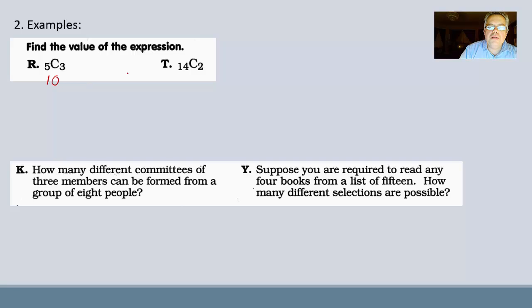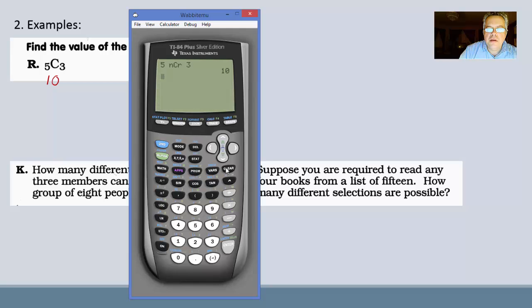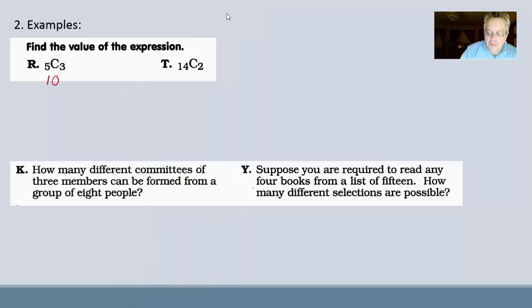Okay, 14 choose 2. Here we go. Pull up my calculator again. And I'm going to enter 14. Then I go Math, Probability, NCR, and I'm going to choose 2. Suppose we have 14 people and 2 of them get to do something. How many groups of 2 can we pick? Well, here it is. You get to pick 91 different groups. So there's 91 different possibilities for that.